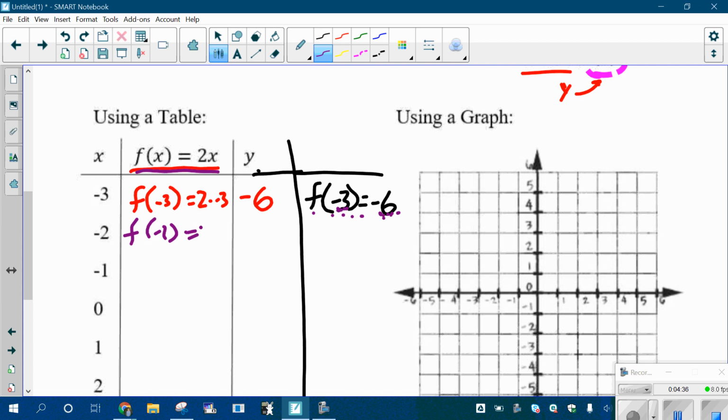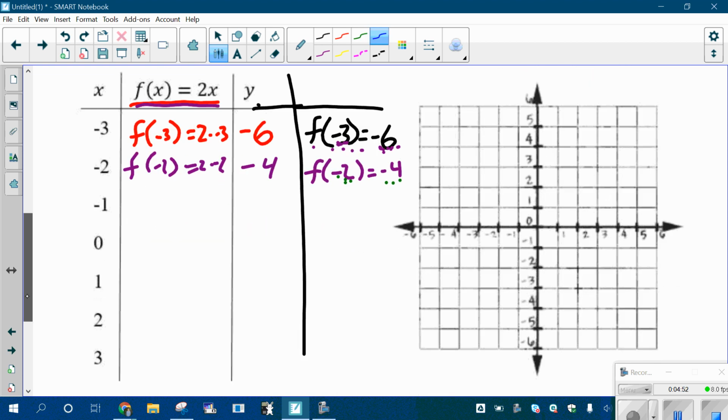2 times negative 2. You get out negative 4. In other words, f of negative 2 equals negative 4. When you input negative 2, you get out negative 4. Go ahead, pause the video, fill out the rest of these here.